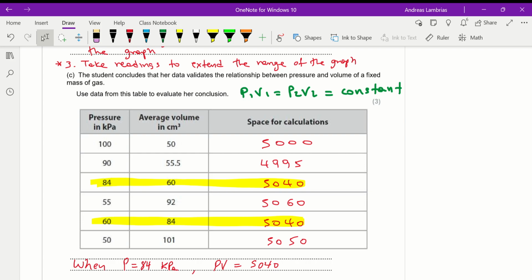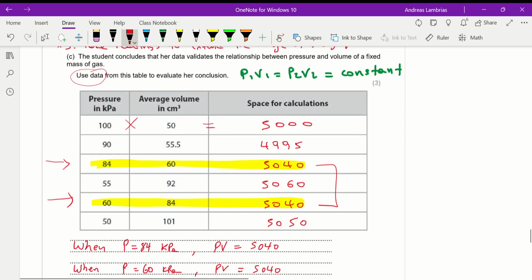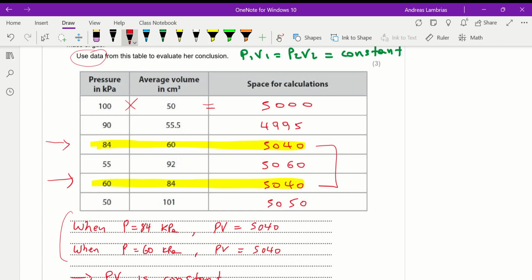We have to multiply the pressure and the volume and see what this gives us. So this is all the results we got. Now, are these the same? We can see that the highlighted ones are exactly the same. So these two results here can actually prove the relationship between the pressure and the volume. And it's asking us to use data from the table, so we need to mention those data in our answer.